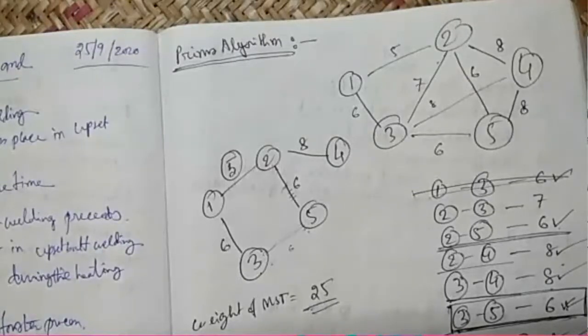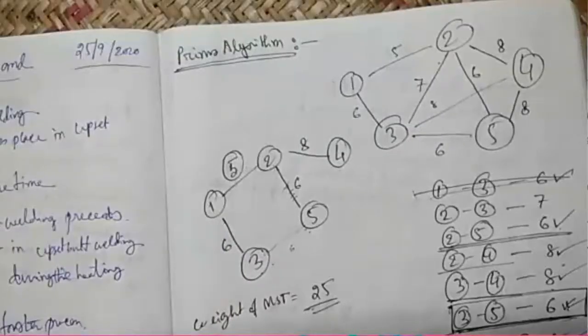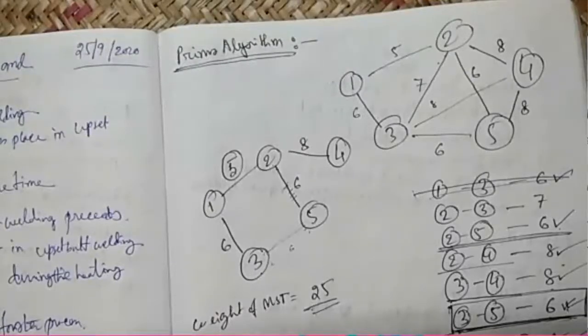Okay, the next 3 5, 3 5 having weight 6. So if we have joined 3 5 instead of 1 2, then also the minimum spanning tree will have the total weight more, which is 25 plus 1, 26. So that will not be a minimum spanning tree because 6 is greater than 5. So similarly, we now check for 1 4. 1 4 does not exist. 1 is not directly connected with 4. Okay, so there is no option to join 1 with 4.